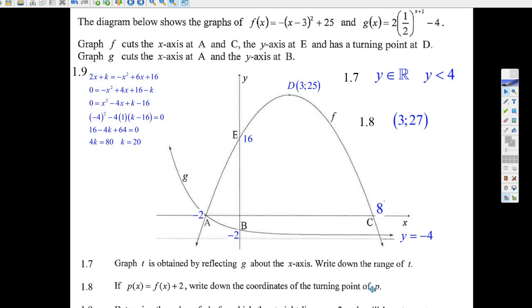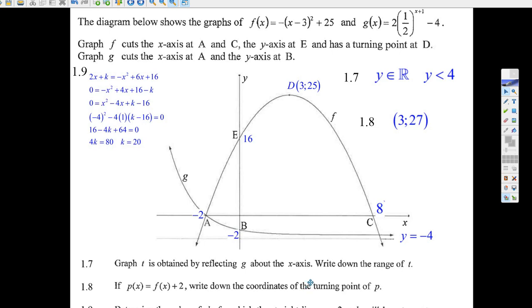Write down the coordinates of the turning point of P if f of x, if you just add 2 to it. Well, that's pretty darn easy, because all I would do is take the y coordinate and add 2 to it. So to go 2 up, you'd have 3 and 27. And that's the answer.